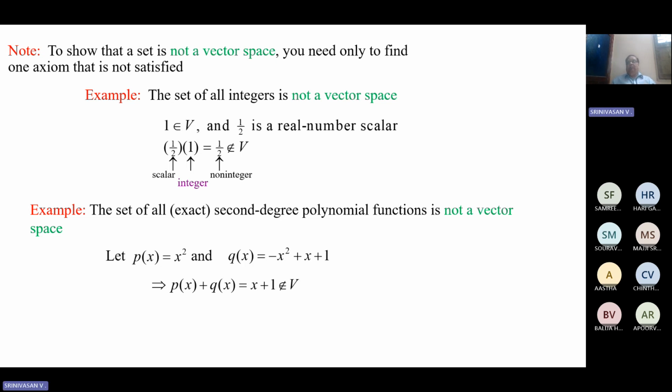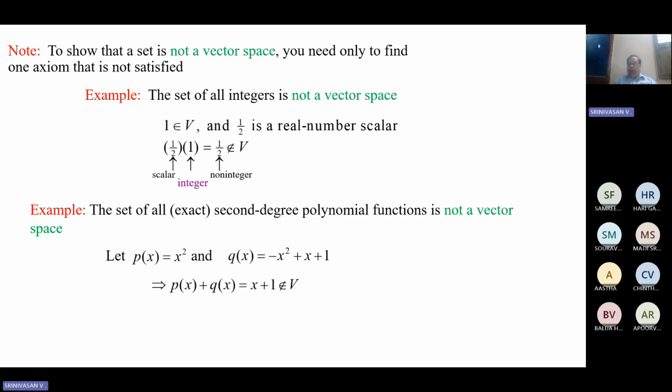Why? 1 belongs to V. Integer. It's an element, isn't it? Half is a real number, scalar. So you have the scalar multiplication, half into 1, equal to half. But it does not belong to V because V is the set of all integers. So half is not an integer, isn't it? So what is the axiom that is not satisfied here? Closure property is not satisfied.